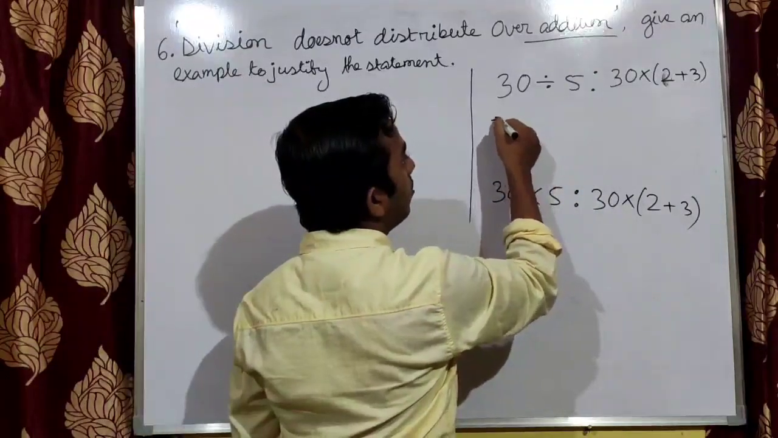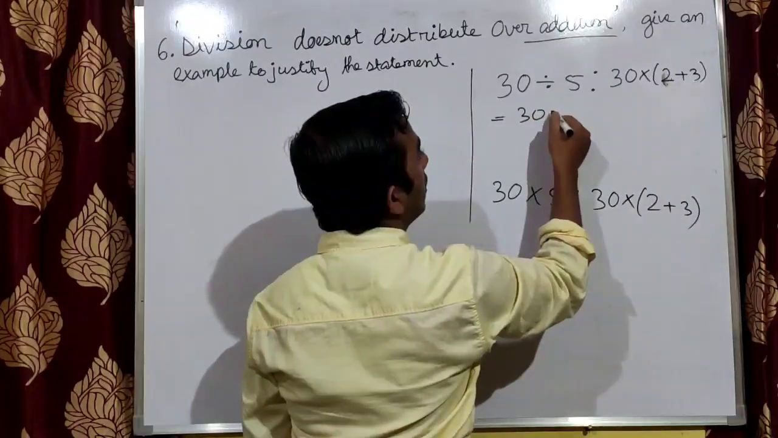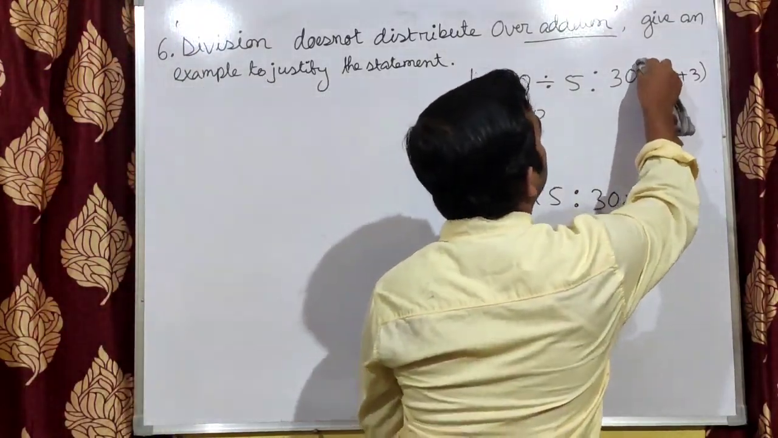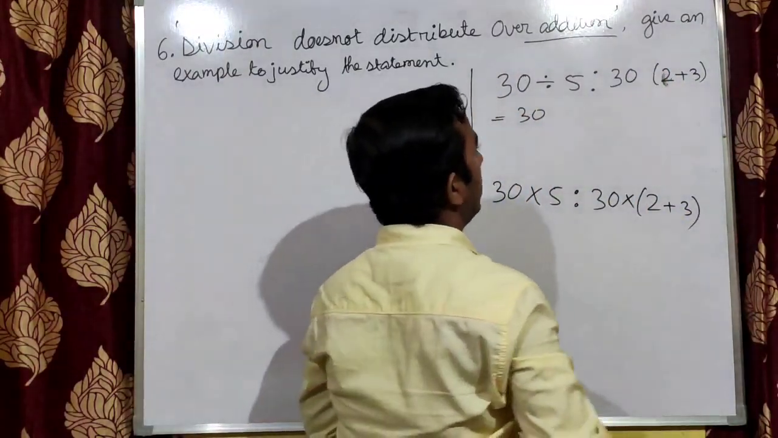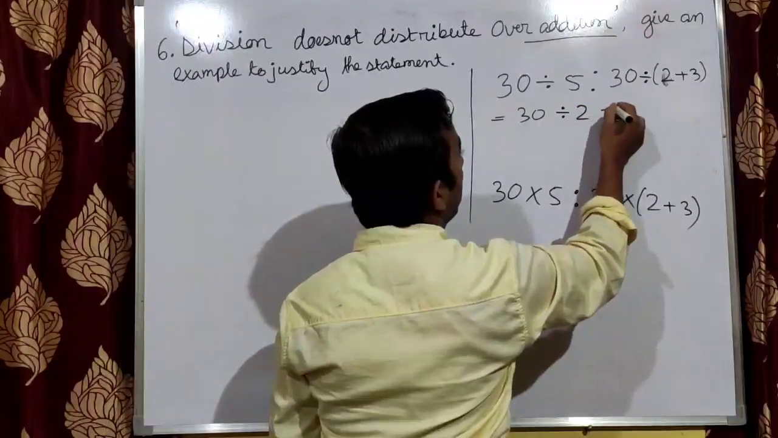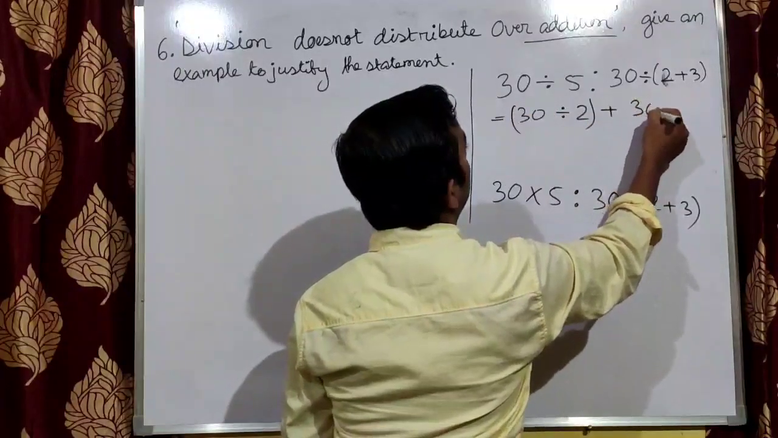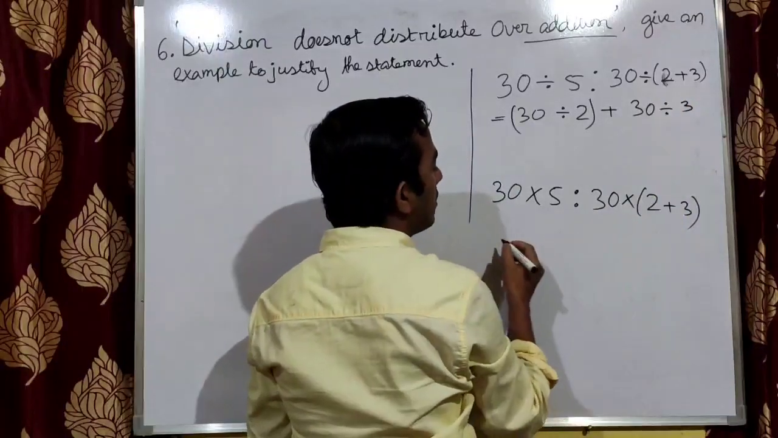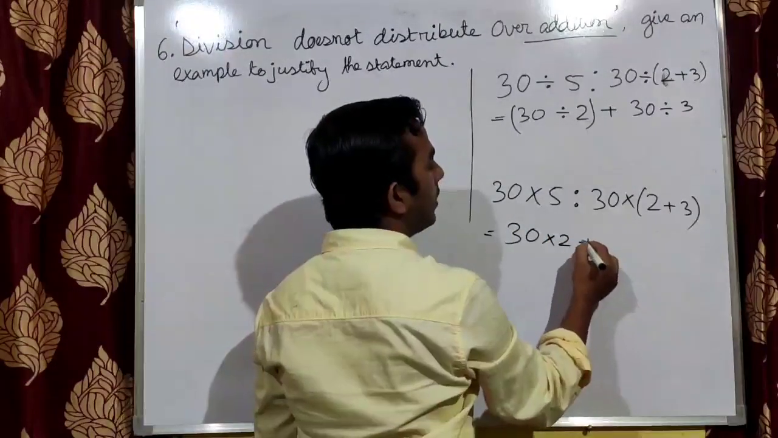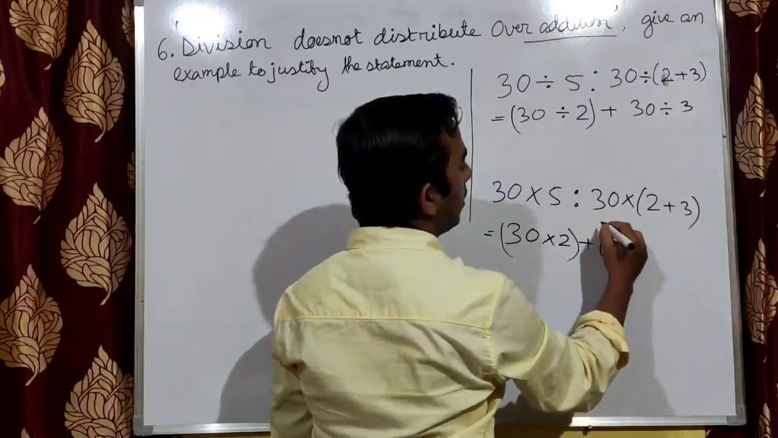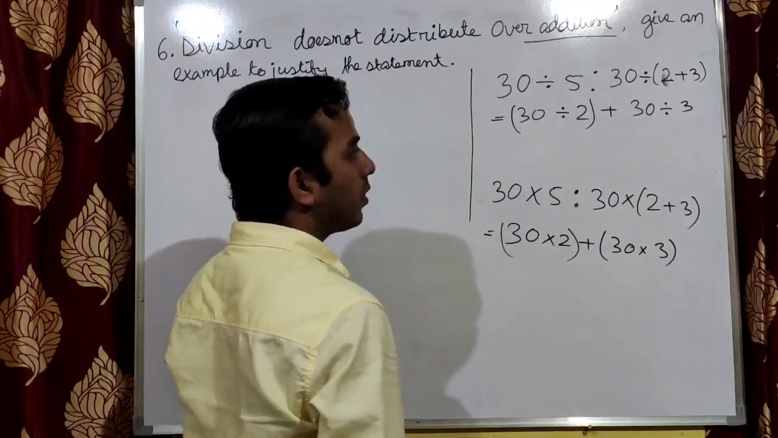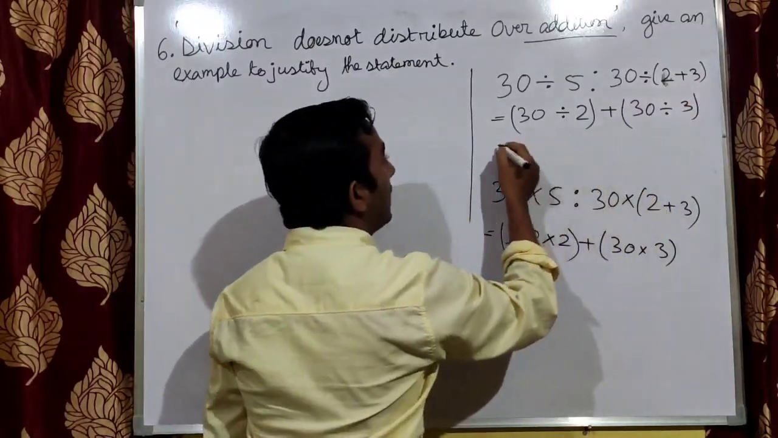So 30 into 2, we can multiply it with 30, sorry, here it will be divide. Here we will give divide. 30 divided by 2, plus 30 divided by 3. In the multiplication case we will multiply 30 into 2, then plus 30 into 3. Clear? Okay.